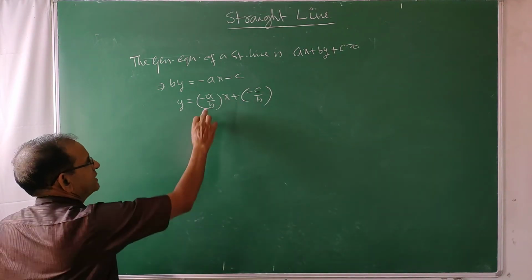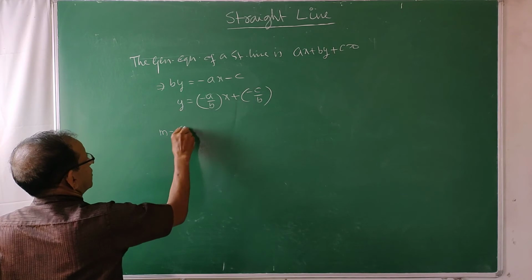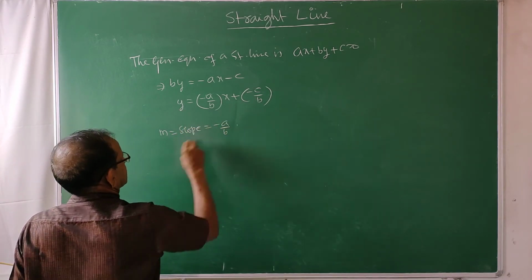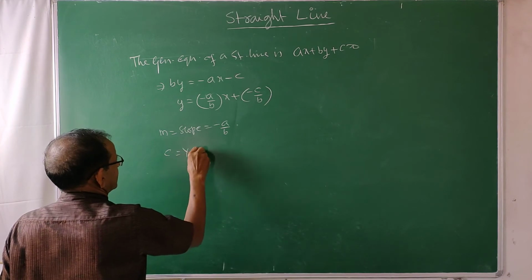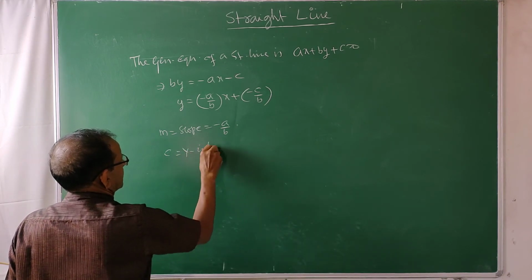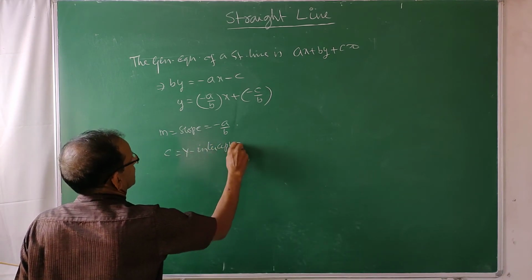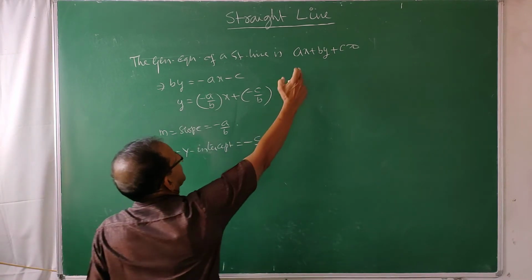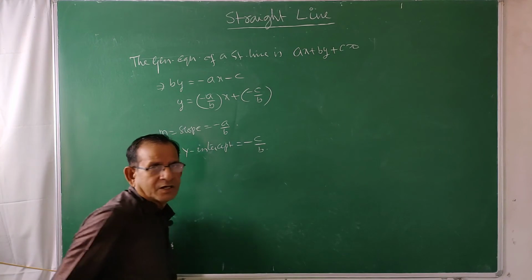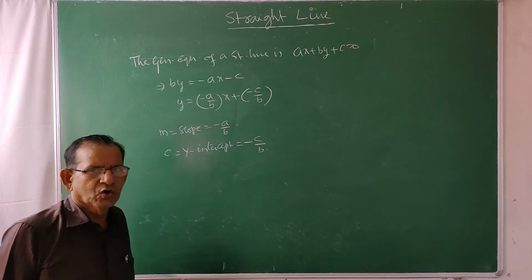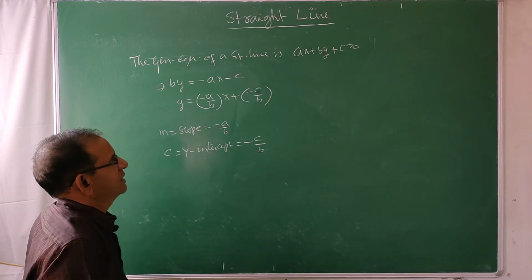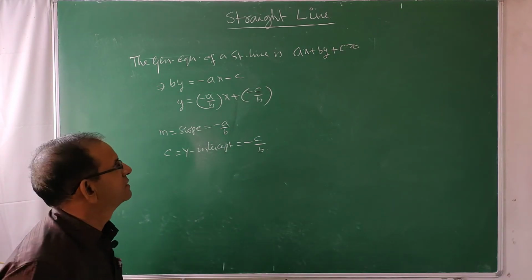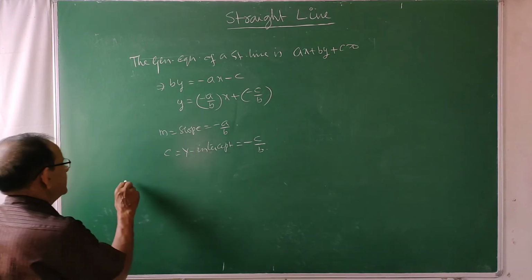So what is m here? m is equal to the slope, that is minus A by B, and c means the y-intercept. The y-intercept is equal to minus C by B. So minus of the coefficient of x by the coefficient of y is the slope, and minus of the constant by the coefficient of y is the y-intercept.